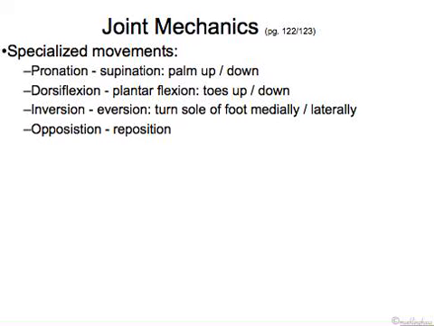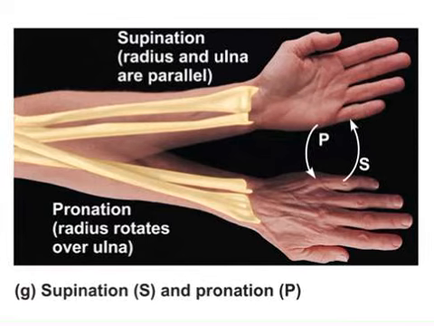And then we got some specialized functions. The pronation and supination movements have only to do with the wrist. Supination is when we bring the palm upwards, like when holding a bowl of soup upward. Pronation is when we bring the palm downward. That motion happens in the forearm, in the wrist.